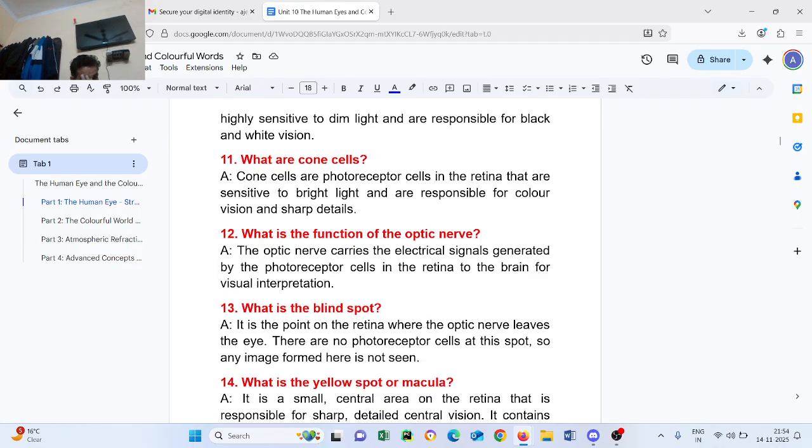Question number 13. What is the blind spot? It is the point on the retina where the optic nerve leaves the eye. There are no photoreceptor cells here, so any image formed at this spot is not seen.